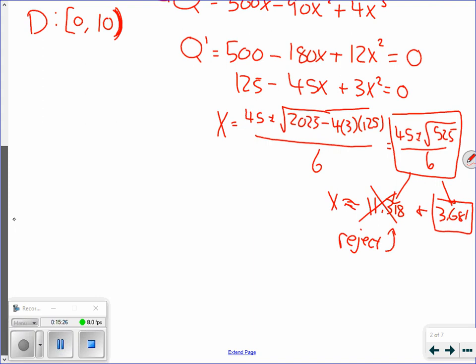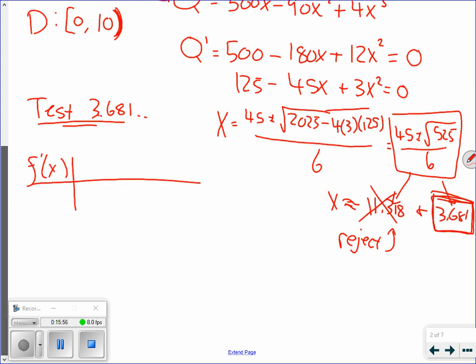We get that x has to be this length right here, 3.681, in order to have an optimal volume. But we have to make sure, this is always the last step, that this is indeed a maximum value. So what we're going to do is test it. It's approximately 3.681. Okay, and we're going to test it on a number line because it's a critical point. We want to see if it's positive on the left and negative on the right, meaning that it will be a maximum.